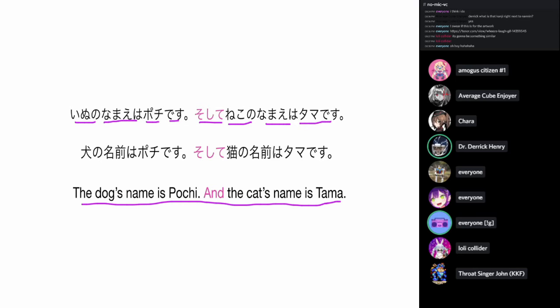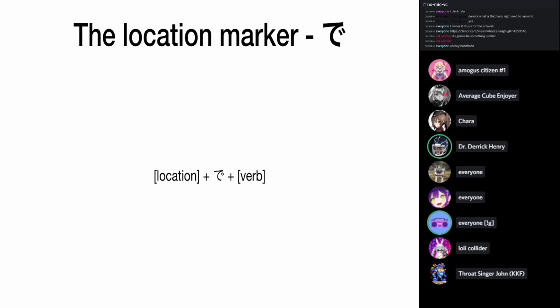And that's the more natural translation, even though it's two separate sentences in Japanese. So now we have the location marker de. This is not like the location marker ni. This is specifically to say that you are doing something at a particular location. So ni was to say something is happening or something exists at a particular location. This one is specifically for when you do something at a particular location. So the usage would then be location, de, and the verb that you have.